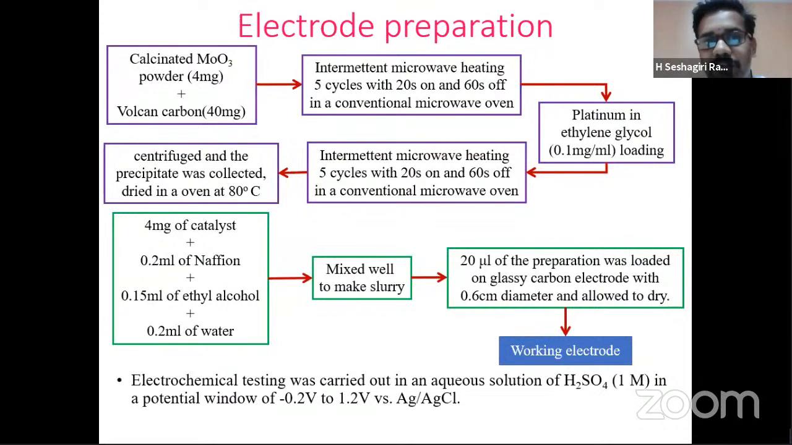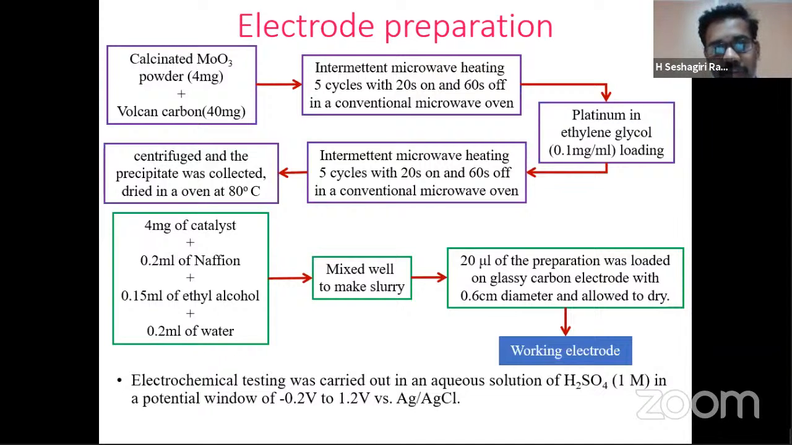4 milligrams of MoO3 was taken and mixed with 40 milligrams of Vulcan carbon, and it was subjected to intermittent microwave heating for 5 cycles. Later, platinum in ethylene glycol was added with a loading ratio of 0.1 milligram per ml. And again, under microwave irradiation with intermittent heating, the samples were collected, centrifuged and dried at 80 degrees centigrade.